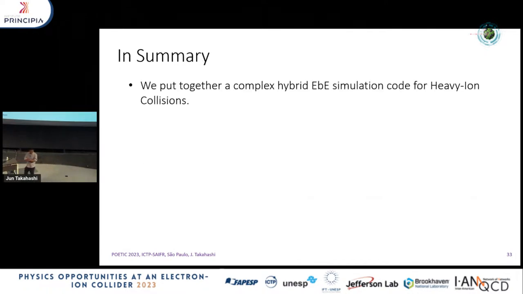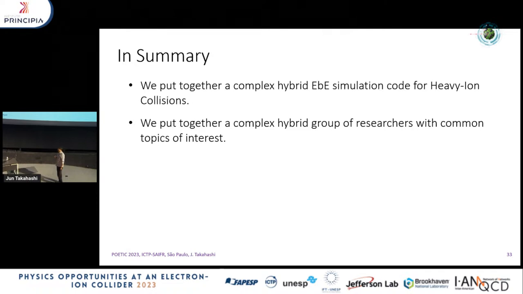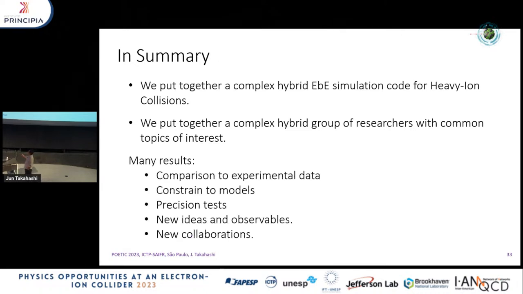So let me finish within time, hopefully. Let me summarize by saying we put together successfully a complex hybrid simulation code for heavy ion collisions. This was a challenging, but successful, in my point of view, test that we performed. But more importantly, we put together a complex and hybrid group of people with common topics of interest, theorists and experimenters. This was a much more difficult, much more challenging work than putting together the state-of-the-art codes. But again, I could say that we were very successful and we have some very nice results out of it.